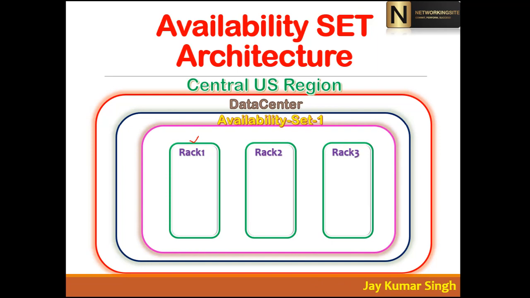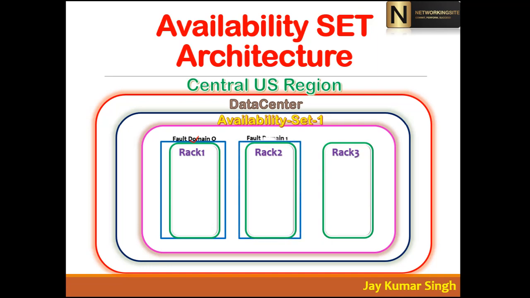Those racks are part of availability sets, and each rack will be known as a fault domain. The physical rack, the combination of physical servers, is known as a fault domain. So rack 1 will be fault domain 0, rack 2 will be fault domain 1, and rack 3 will be fault domain 2.